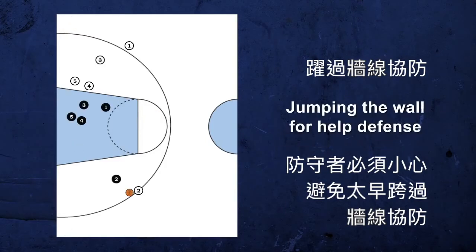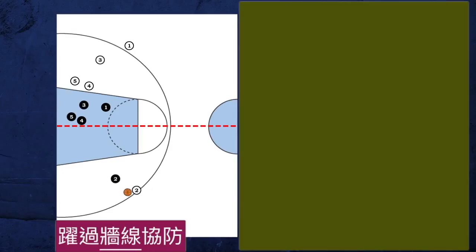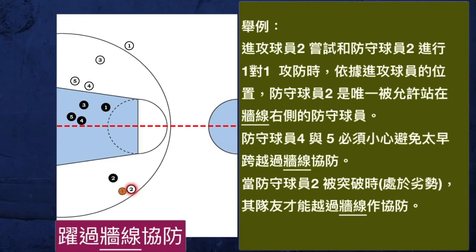Defenses must be careful to not jump across the wall too early to initiate help defense. In the following example, offensive player 2 is attempting to beat defensive player 2 one-on-one. Because of the positioning of the rest of the offensive players, defensive player 2 is the only player allowed on the same side of the wall as the ball.